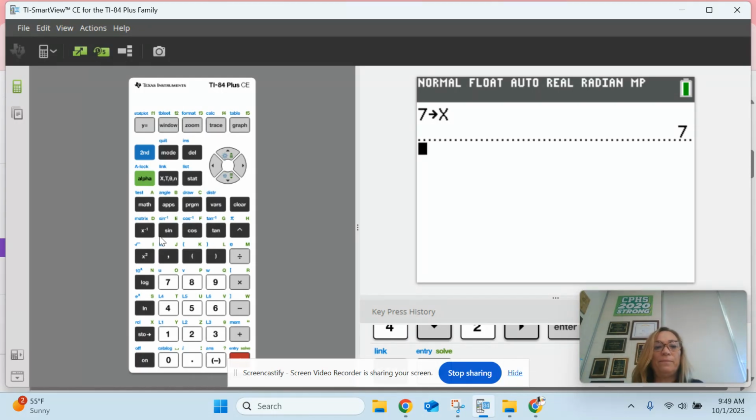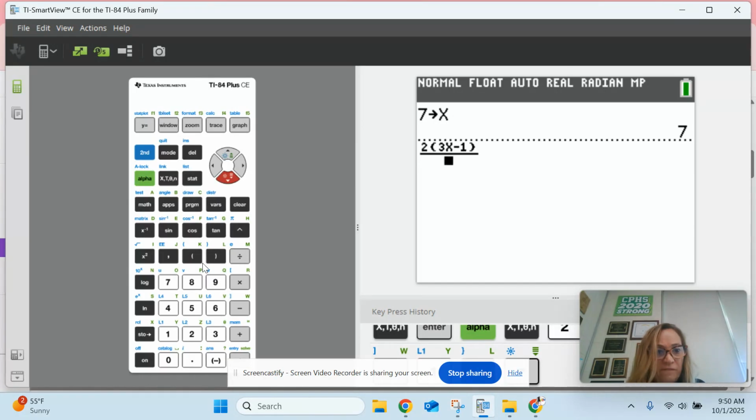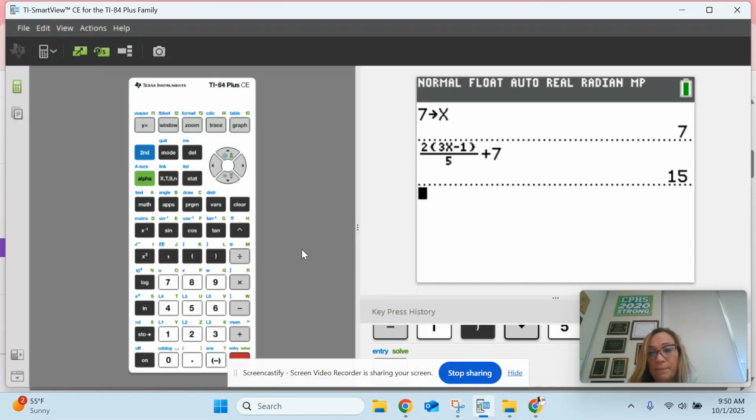So I'm going to type the fraction. Alpha x gives me the fraction bar. 2 parentheses, 3x minus 1 close parentheses, over 5, plus 7. And what I'm hoping I get is an answer of 15, because that's what it says. And I did, so I know my answer's right.